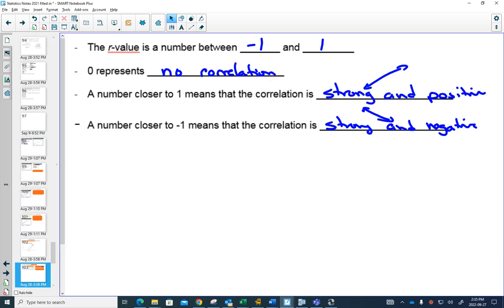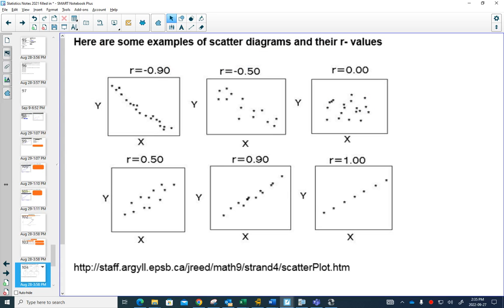So here's some examples. Everybody good? Just showing you the difference, these dots really form a nice straight line. The R value for this one might be -0.9. Not as close, the R value for this one might be -0.5. No correlation whatsoever, then the R value would be 0. Positive correlation, stronger, and a perfect straight line is where you would get an R value equal to 1.